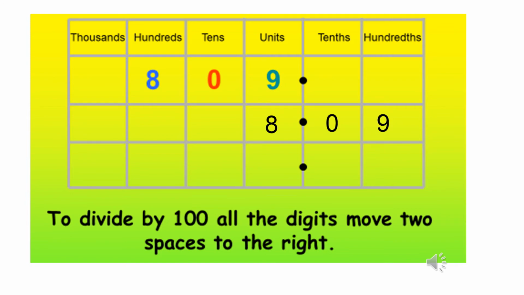Then I take the 0. I must keep that 0. It is a placeholder. My digits must stay in the same order. And I move it from the tens column into the tenths column. Finally, I move the 8 from the hundreds into the ones to give myself 8.09.